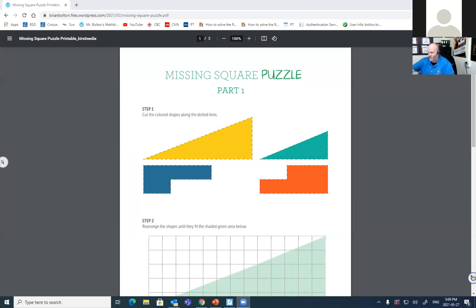I just want to give you a couple of minutes so everybody can get it printed off if they can, and or cut out. It would have been nice to find an interactive one of these puzzles, but I couldn't find one. Let me look again.